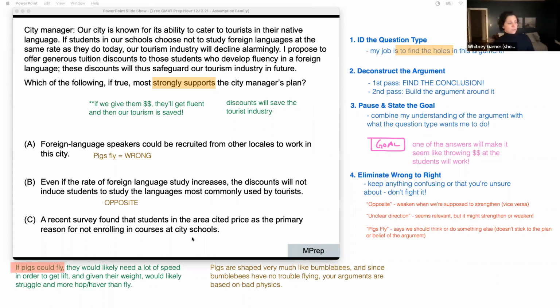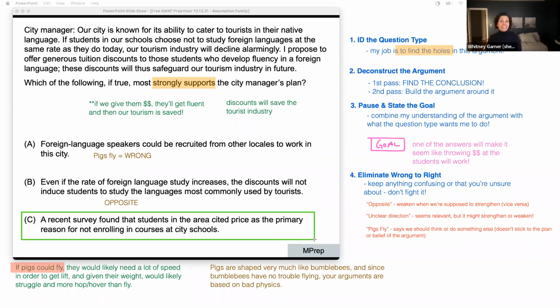However, a recent study found that students in the area cited price as their reason for not enrolling. So that sounds like we're going after the right intervention. We're going after the intervention of price because they're citing price. If they had cited something like quality or location or availability of classes, then this would be a weaken. If a recent study cited anything other than price, we should be wondering why we're going after a price intervention. But in this case, they said it's price. And so it's like, perfect, that would fit beautifully.